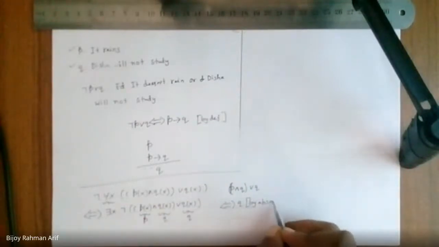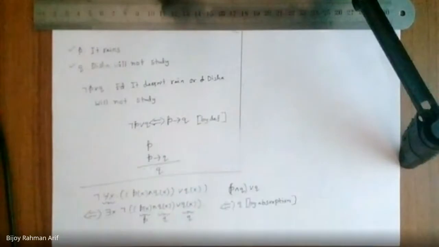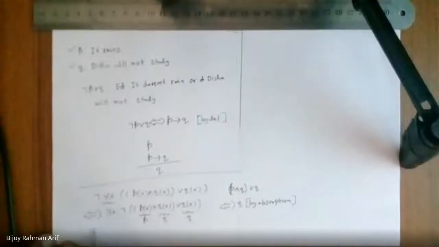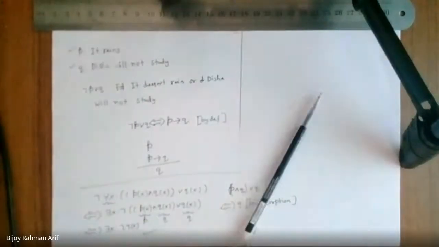By absorption, you can write this. So it would become some x not Q(x). Oh, yes, I was making a mistake in some x. Some x not Q(x). This would be the answer. All right.